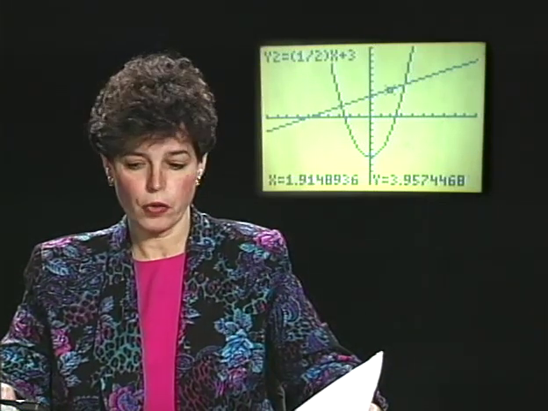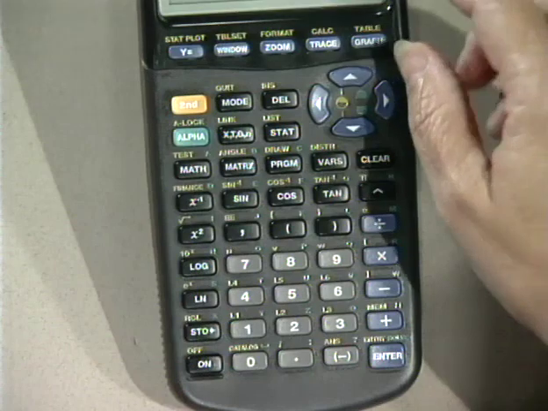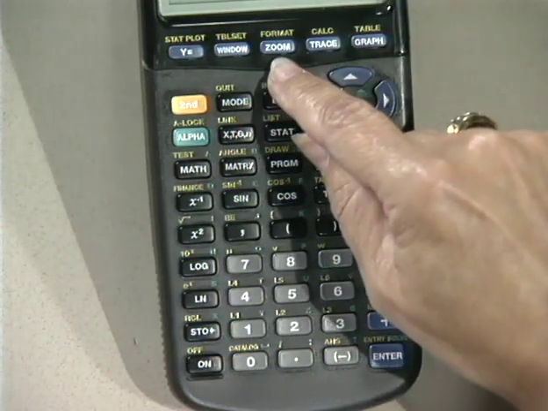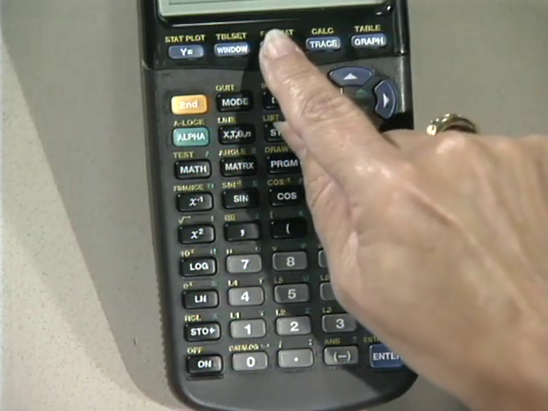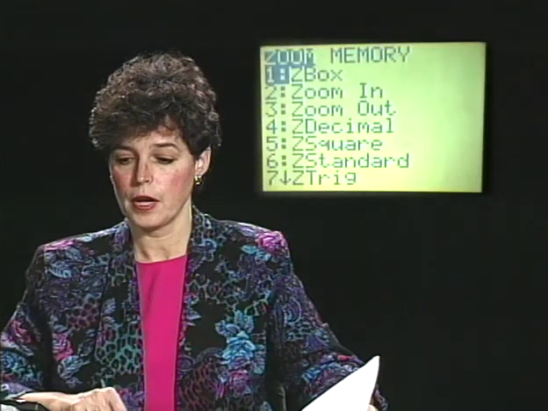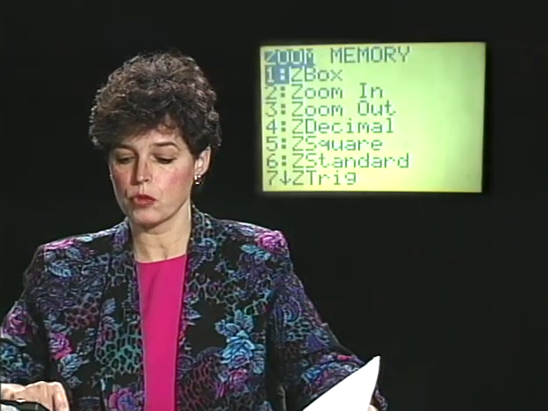Now I'm going to go ahead and choose a different zoom capability for a moment. So go into zoom by pressing this zoom key at the upper middle portion of your keyboard. I'm going to go to zoom decimal, which is number 4.